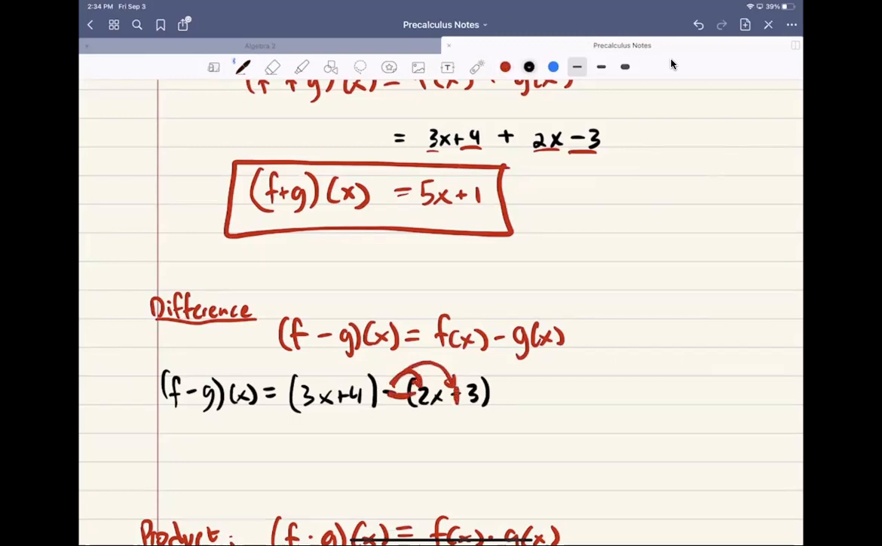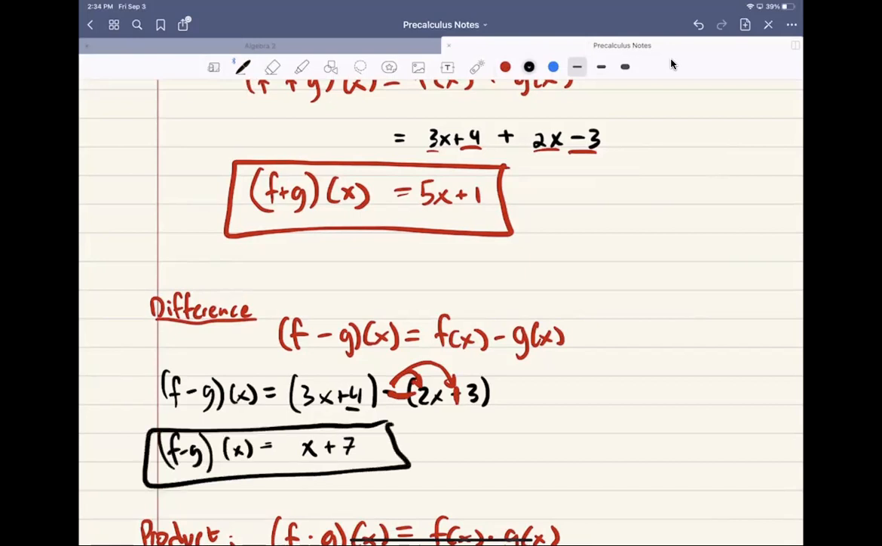And you got to evaluate now. 3x minus 2x, that's going to be x. And then 4 plus 3 is going to be 7. So our f minus g of x is going to be equal to x plus 7. All right.